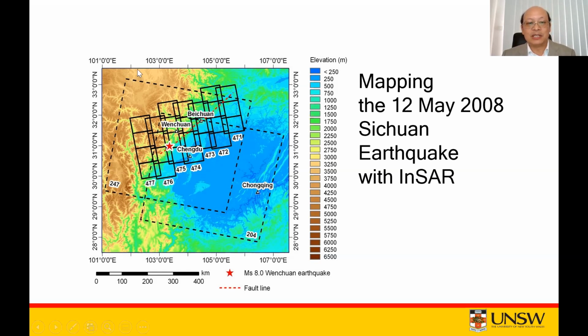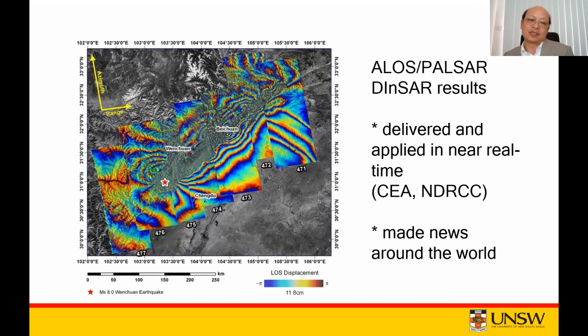The European Space Agency satellite is much better because it's operating in the ScanSAR mode, and hence a single image covers this whole seismic fault.